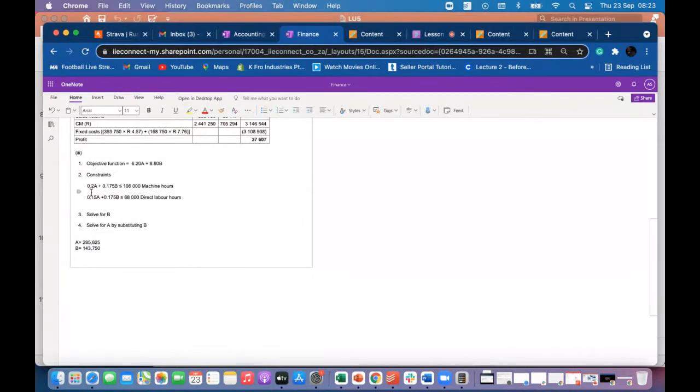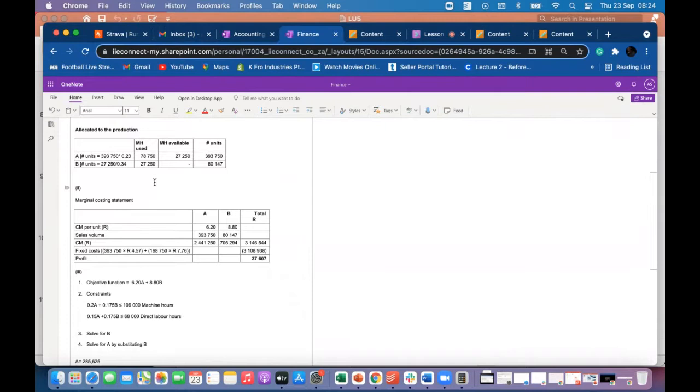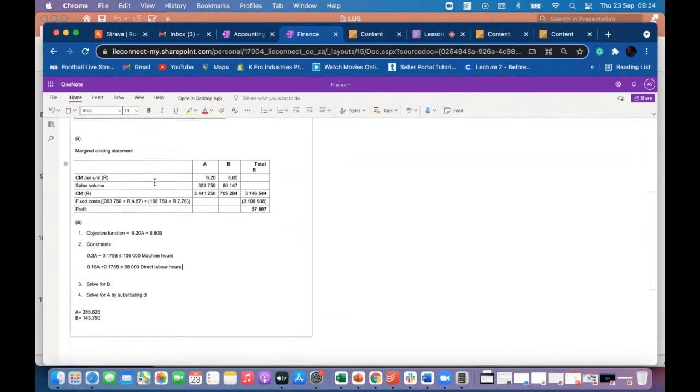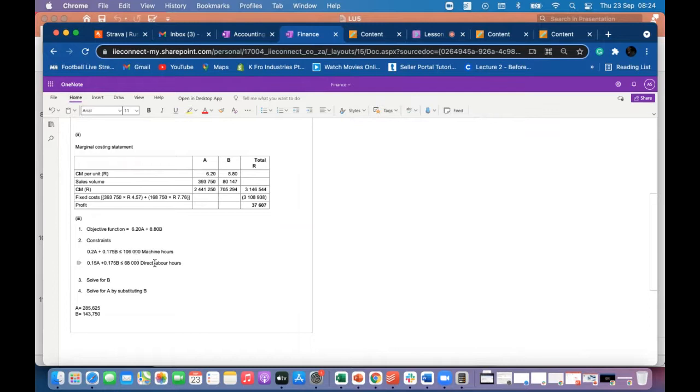Now here we have 2. So we know that already. We know 0.2 machine hours to produce 1 unit of A. And here we also know, sorry, how much is it? This should actually be 0.34. I think they made a mistake over there. 0.34 to produce 1 unit of B, and that's the equation that we have there.